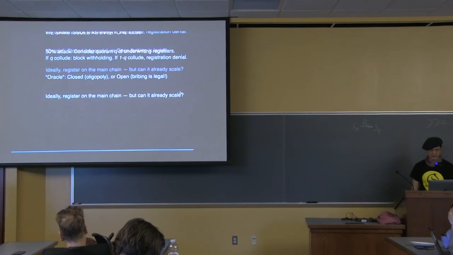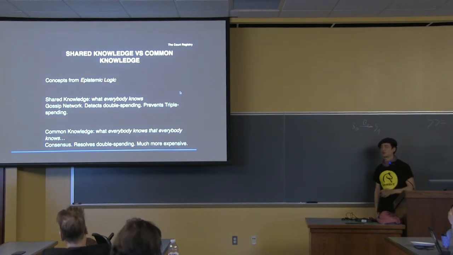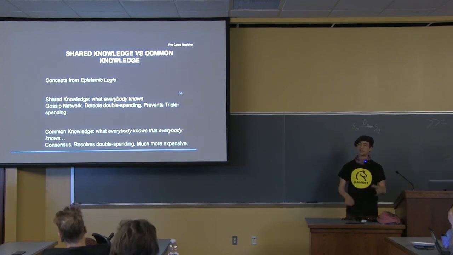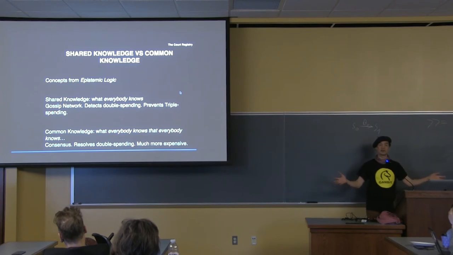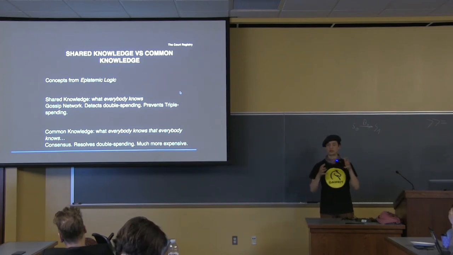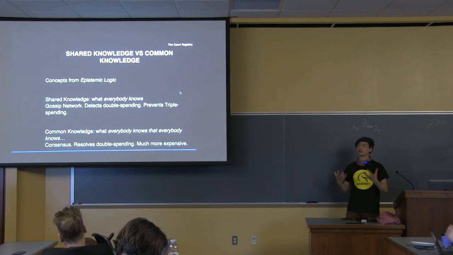But there is some good news: this is about shared knowledge and not common knowledge. And shared knowledge is cheaper than common knowledge. Shared knowledge is everyone knows it. Common knowledge is everyone knows that everyone knows that everyone knows, etc. And what the consensus buys you is common knowledge. And that's why it's slow, because everyone has to agree that everyone agrees, etc. It's intrinsically slow. It takes more steps to build that than just one step, everyone knows it.